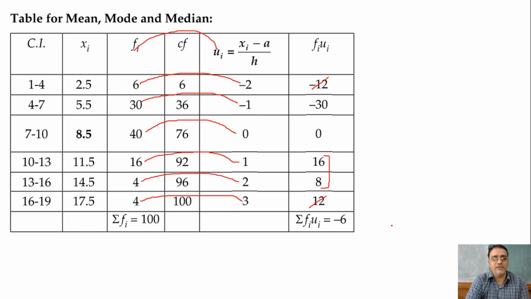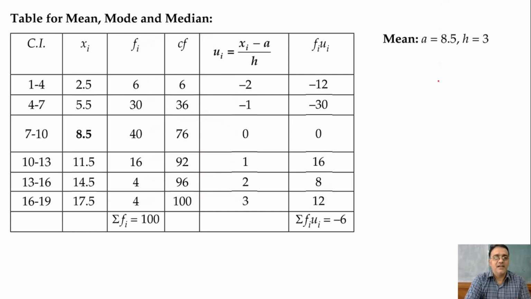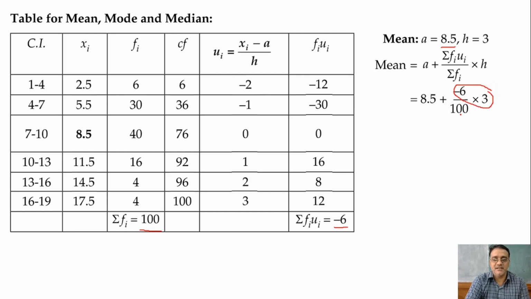So first we are going to find mean. So the formula is A plus summation f u upon summation f into h. A is 8.5, h is 3. Summation f u is minus 6, and summation f is 100. So we'll substitute all these values. So minus 18 upon 100 is minus 0.18. So final answer is 8.32. Any doubt?